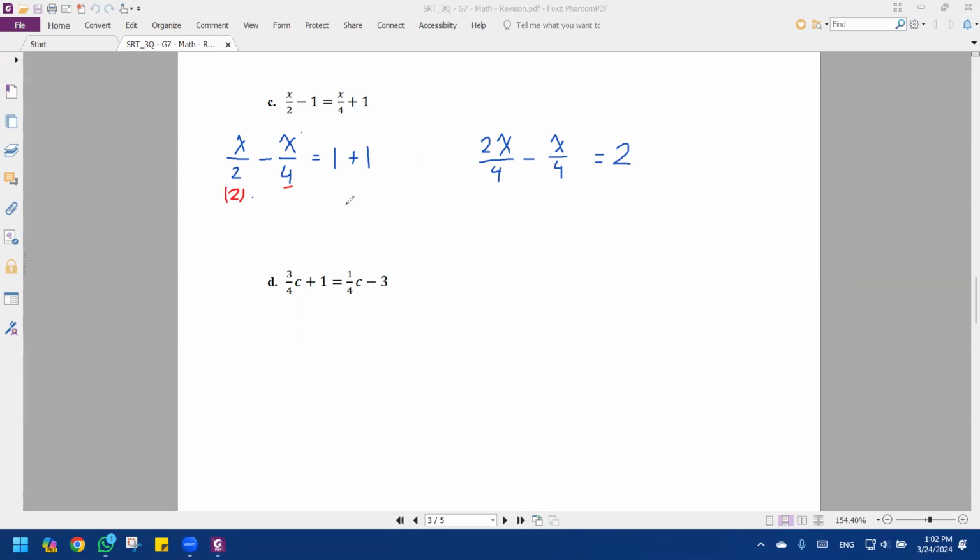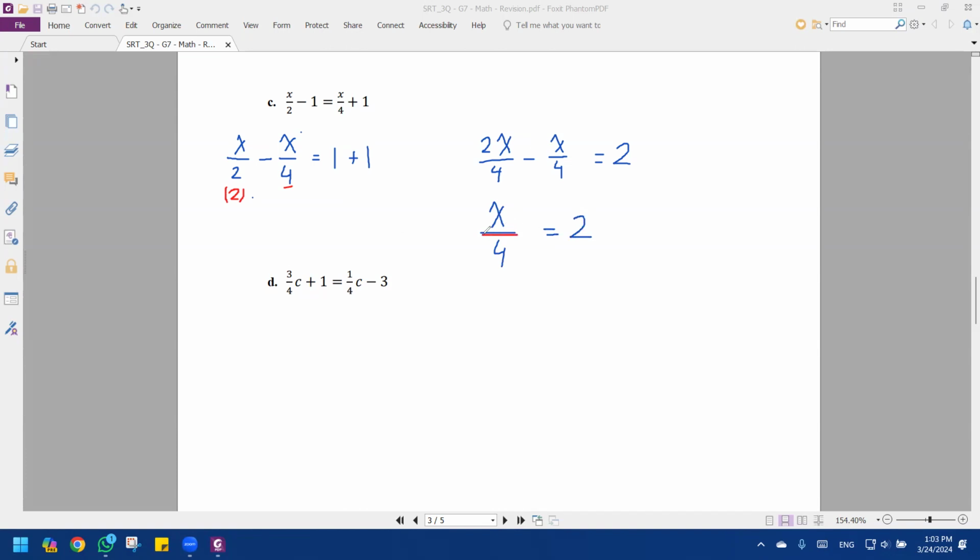Now, how do I subtract them? I have 2x minus x. Just name it as whatever you like so you understand it. Let's say 2 markers minus 1 marker. So the answer is you will have only 1 marker left. So we said that marker is x. So I have x over 4 equal 2.